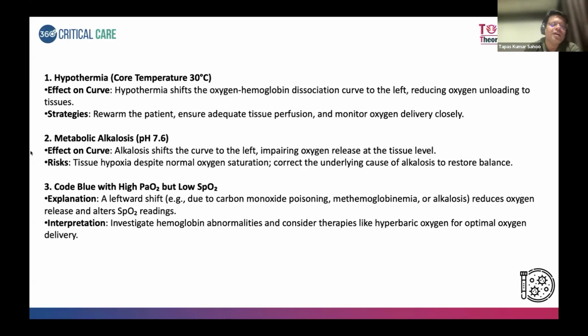Now the third one: it is due to carbon monoxide poisoning, methemoglobinemia or alkalosis that would cause the left shift of the oxygen hemoglobin dissociation curve, and you get a high PaO2 but a low SpO2. So you have to find out the hemoglobin abnormalities and also consider therapies like hyperbaric oxygen for optimal oxygen delivery.